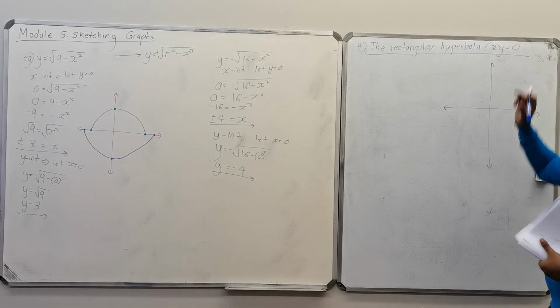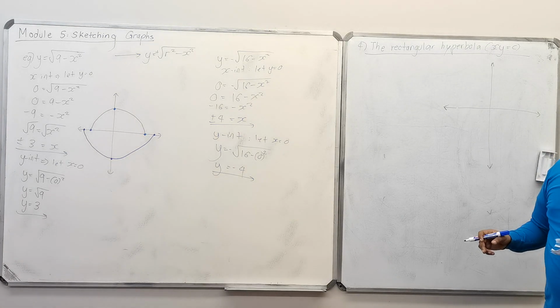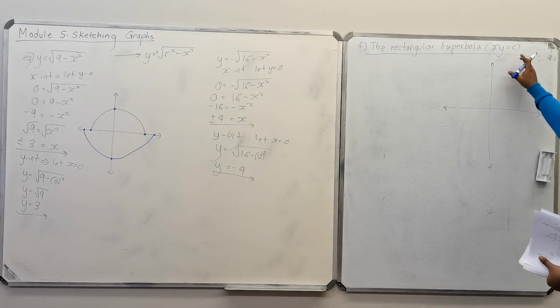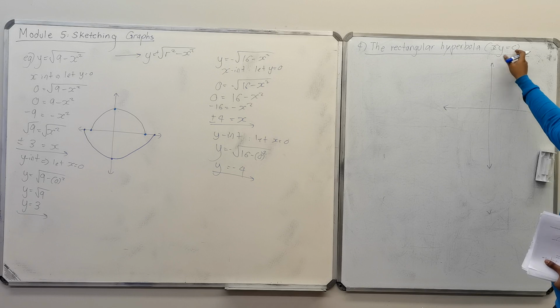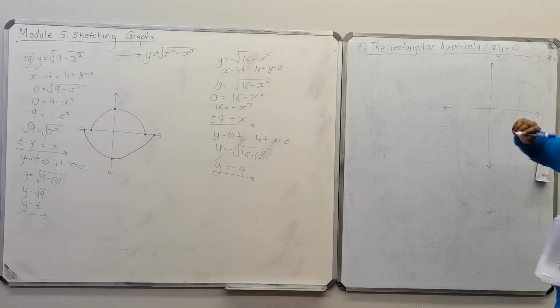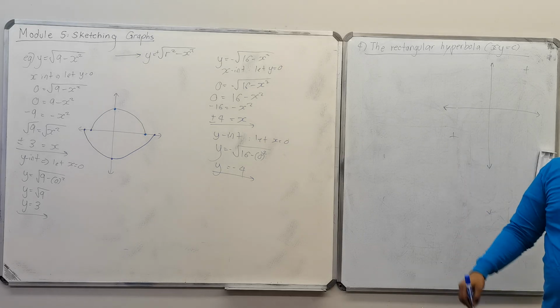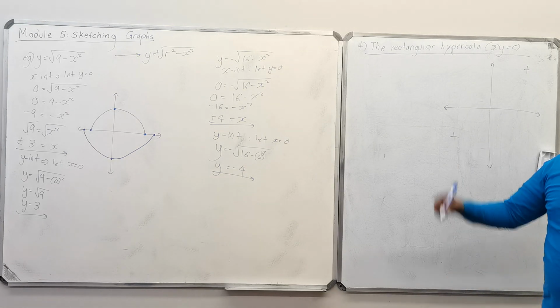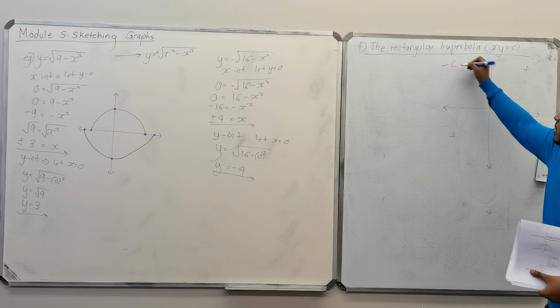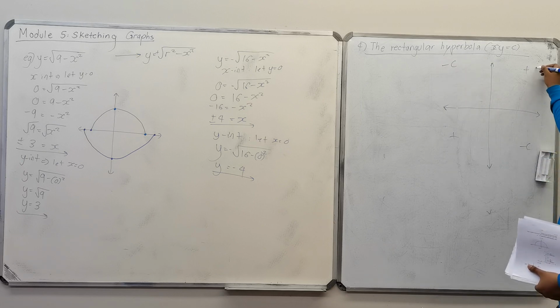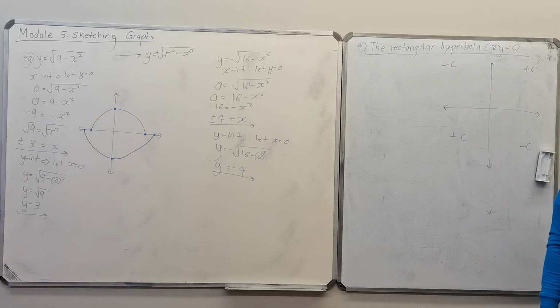So this value here, which page are you on, sorry? I'm on page 141, right? So this value here, if it's a positive value, you will draw your hyperbolas in these quadrants. You'll see it on the next page, right? If it's a negative value, you will draw it in those quadrants, okay?